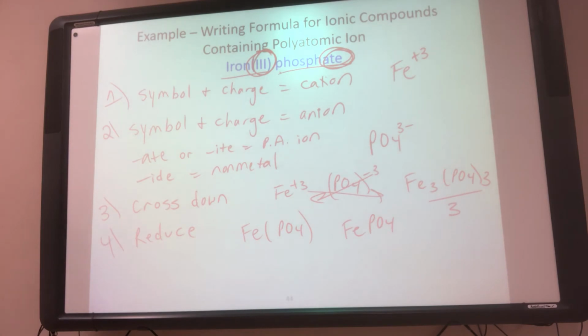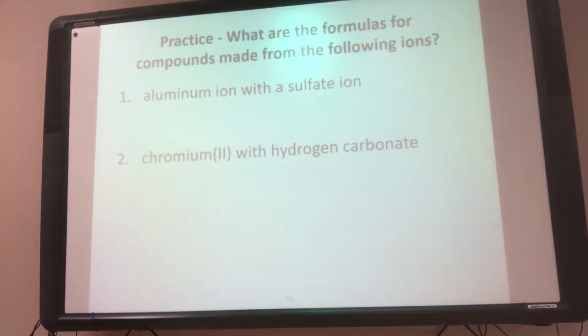All right, last step is to do our check. So I have one Fe at a +3, one PO4 at a -3, so it cancels out and it's neutral. So FePO4 is how you would write that from the name to the formula. All right, let's do another one. Like I said, best way to do this is practice.